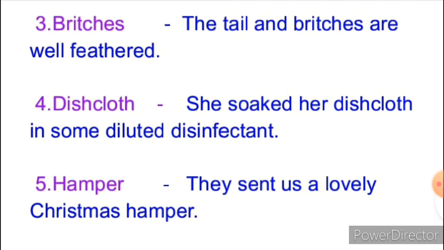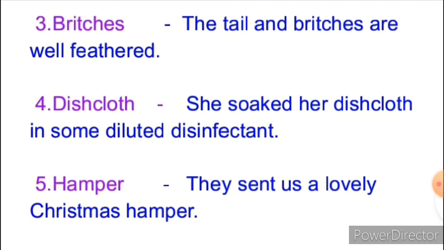A dishcloth or dish rag. We can mention the name dishcloth as a dish rag also, and it is used in the kitchen to clean dishes and surfaces. We can use this dishcloth to clean some dishes and surfaces also. Dishcloths are typically made of cotton or other cloth such as microfiber.